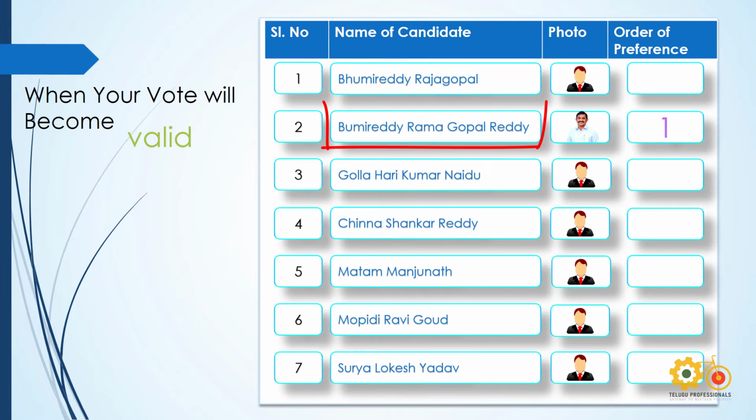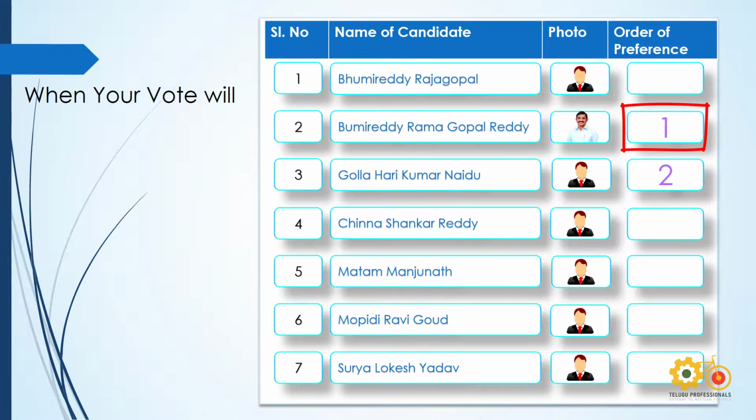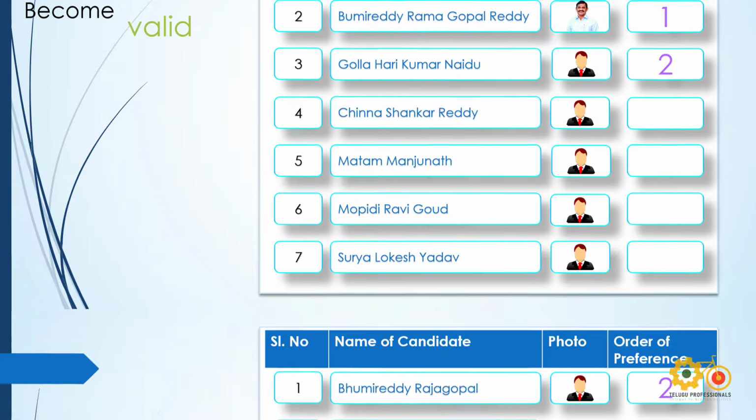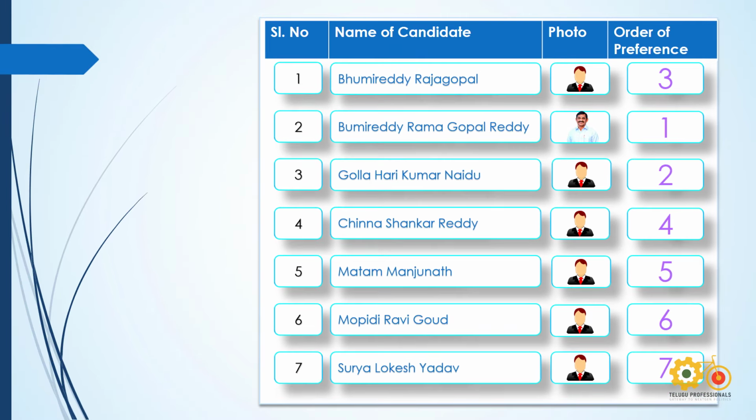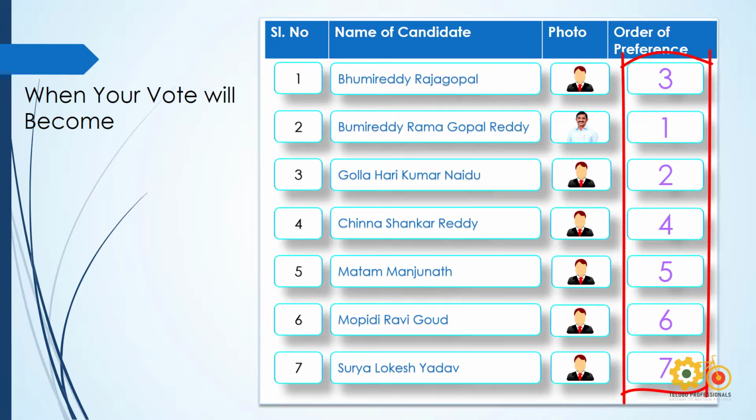If I want to give two preferences to two different candidates, give the preferences 1 and 2 as shown. Similarly, if we want to give three preferences for three different candidates, then follow this procedure. You are also allowed to give preferences to all the candidates and give the order of preferences as shown.